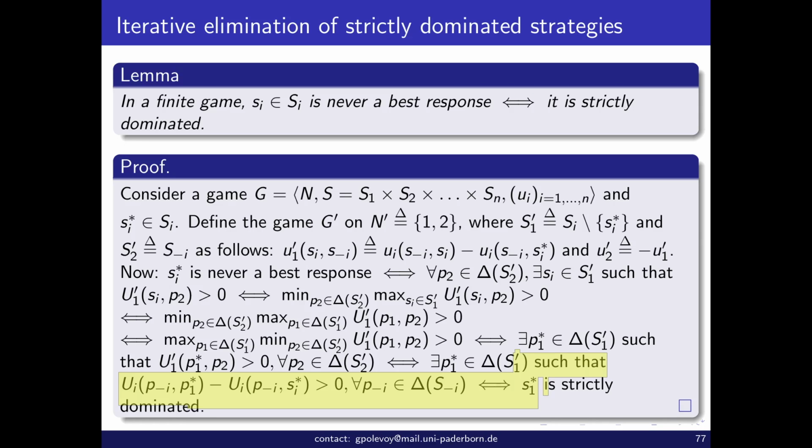That's what we wanted to prove. We started with Si' is never a best response, and by a chain of if and only ifs, of equivalences, we have proved that Si' is strictly dominated, and again it should be Si', not S1'. That is a bit confusing, but it's okay. So we have proved that never being a best response is exactly the same as being strictly dominated.